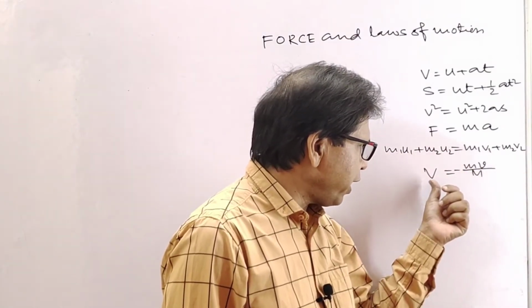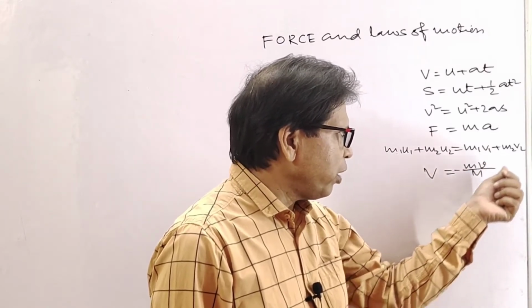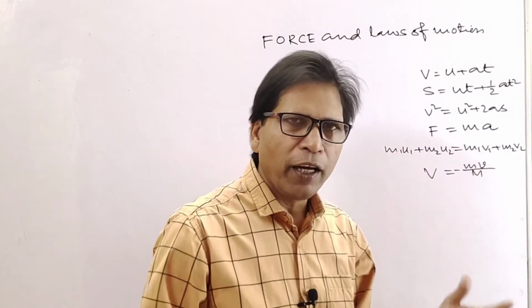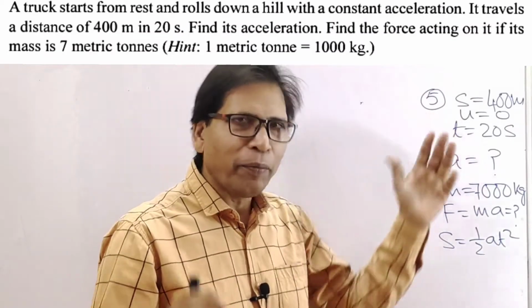And look at this, here v equals minus mv by capital M, this is the recoil velocity of the gun. Okay, now NCERT numerical 5.